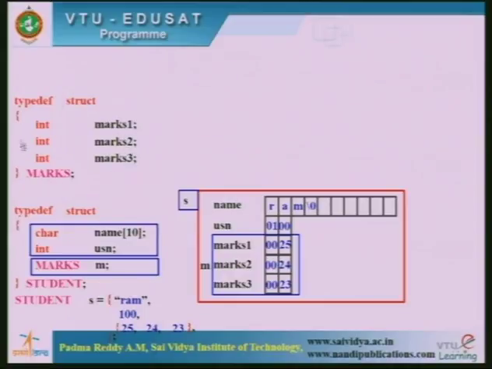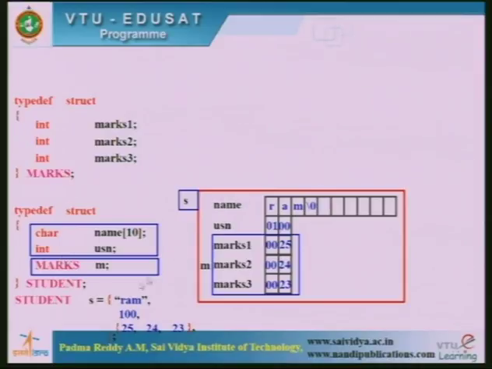Now, if you observe here, we have a structure consisting of marks 1, marks 2 and marks 3. How many fields are there? 3 fields are there. And this structure marks is used as the data type in another structure whose name is student. So, this is a type defined structure. This is also a type defined structure. In this type defined structure, we have used marks as the data type, which is another structure. So, we say it is a nested structure.